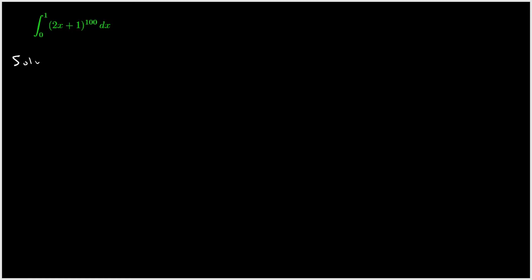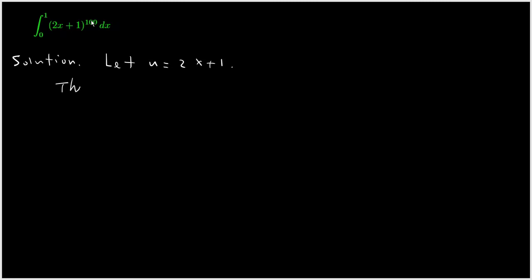Now the solution. We let u be 2x plus 1. Choose u so that one factor will become a function of u with simple to compute antiderivative. If you choose u to be 2x plus 1, then this factor, in terms of u, is u to the power of 100. It has simple to evaluate antiderivative.